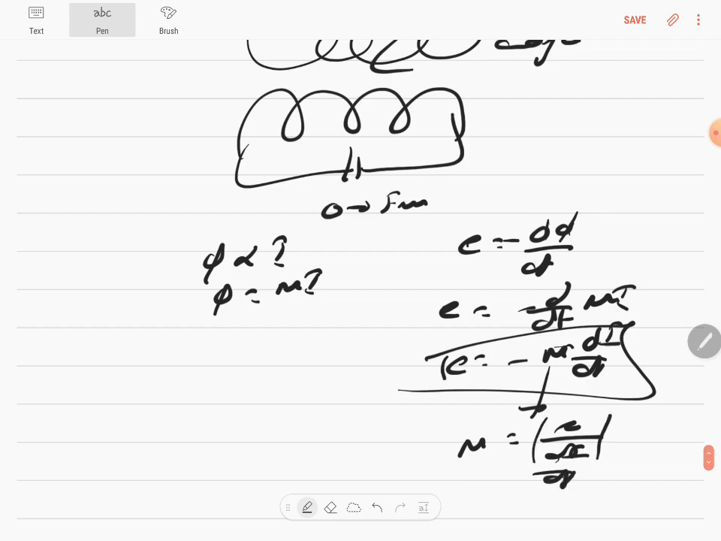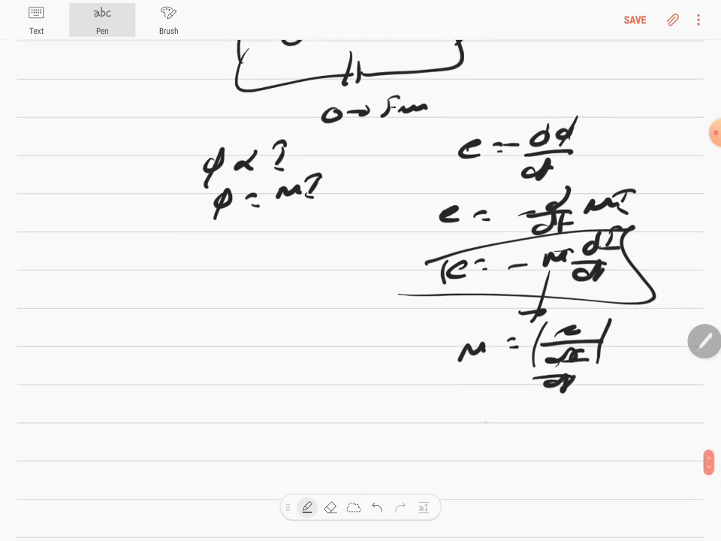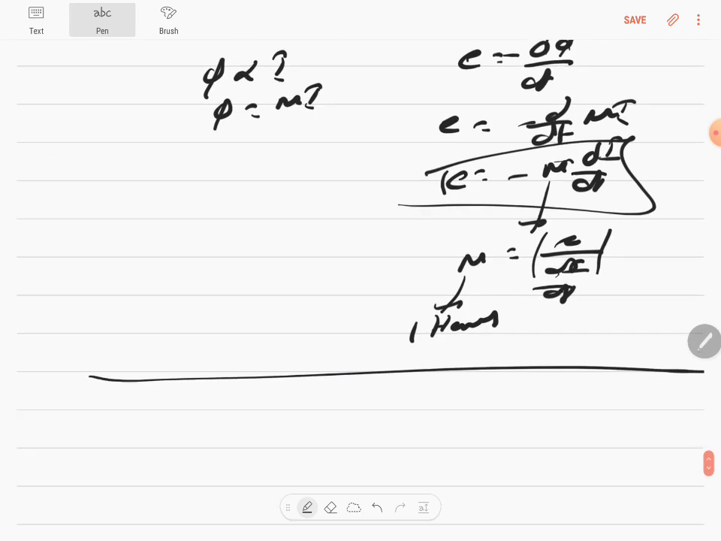It's the same EMF induced in the adjacent coil due to rate of change of current in the first coil. The ratio of this is known as mutual induction, whose SI unit is 1 Henry again. It's the same. Okay, are you clear? This is only an introduction.